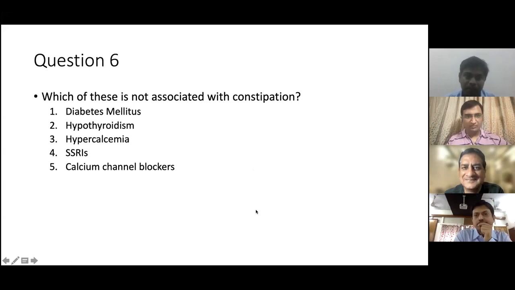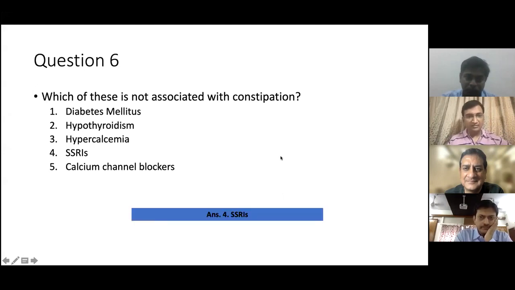I'll stop the poll. So 159 people answered, and the majority have answered correctly. 67% felt it is SSRIs, which is the right answer. 17% felt it was hypercalcemia, and 13% felt it was calcium channel blockers. So the correct answer is SSRIs.